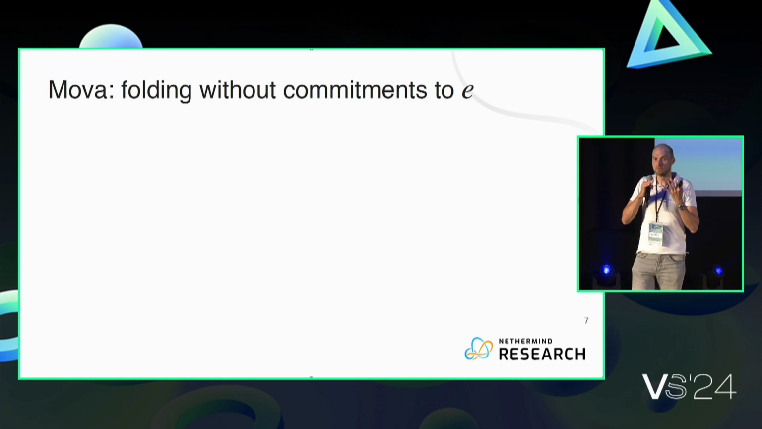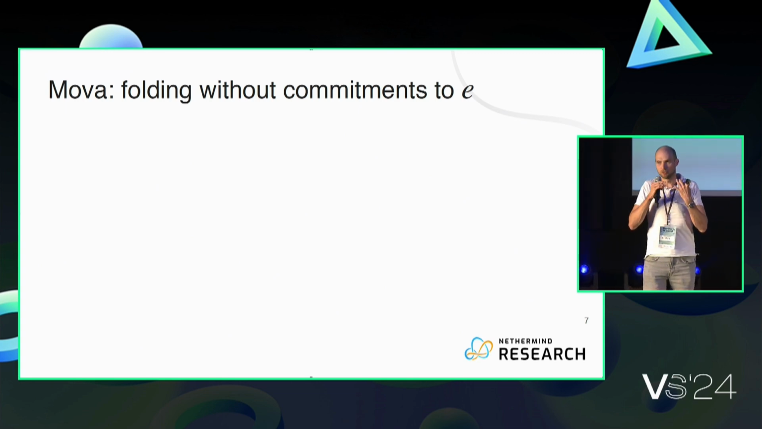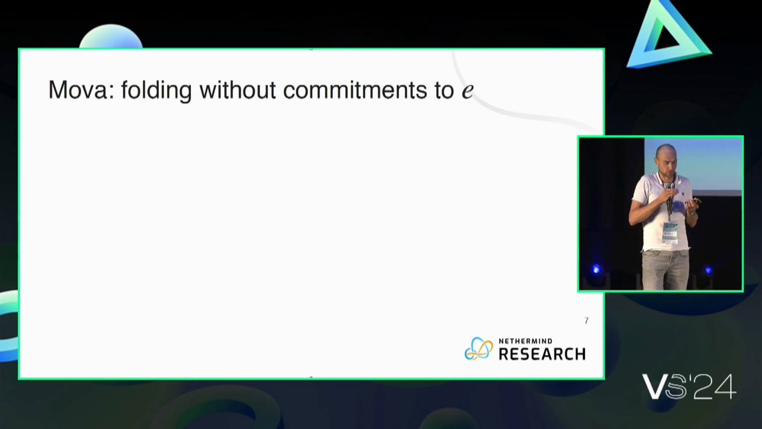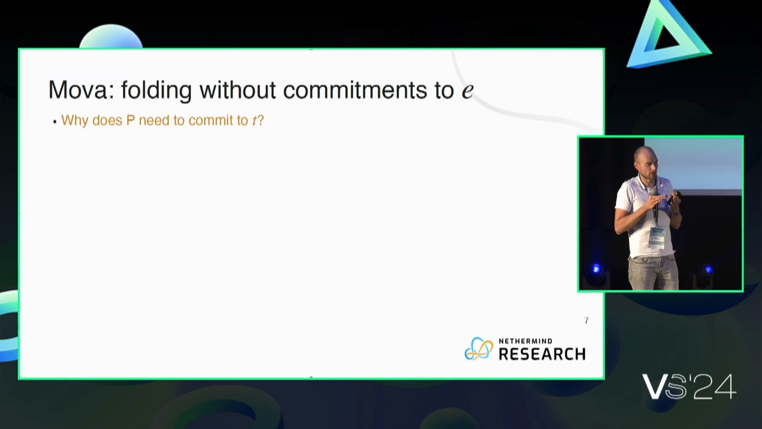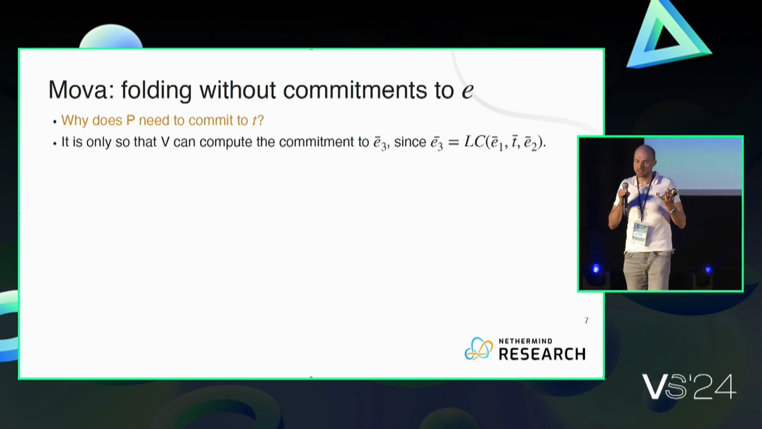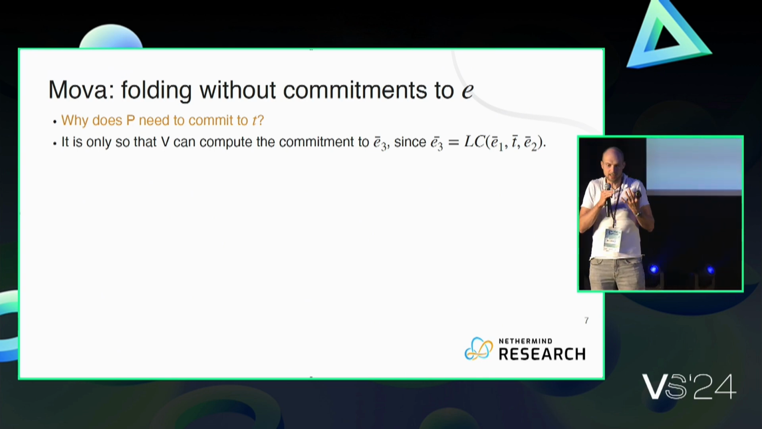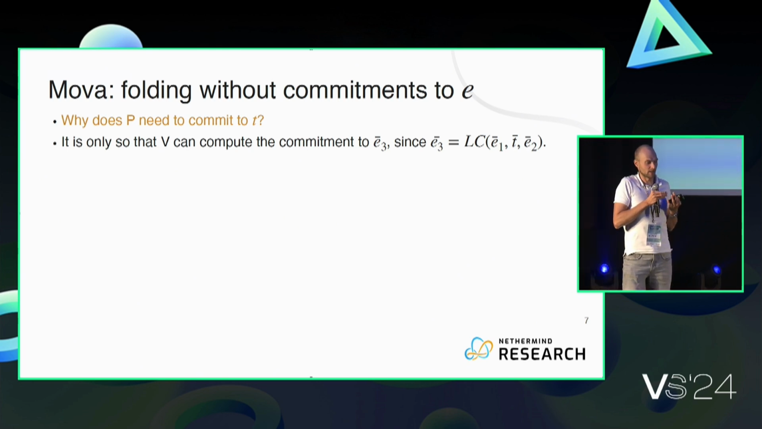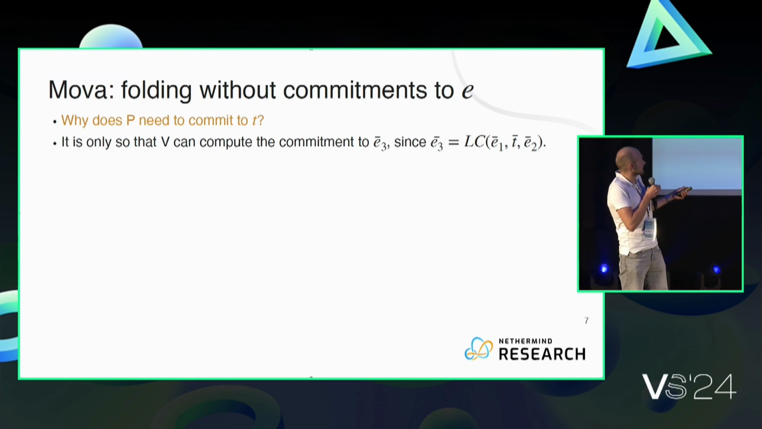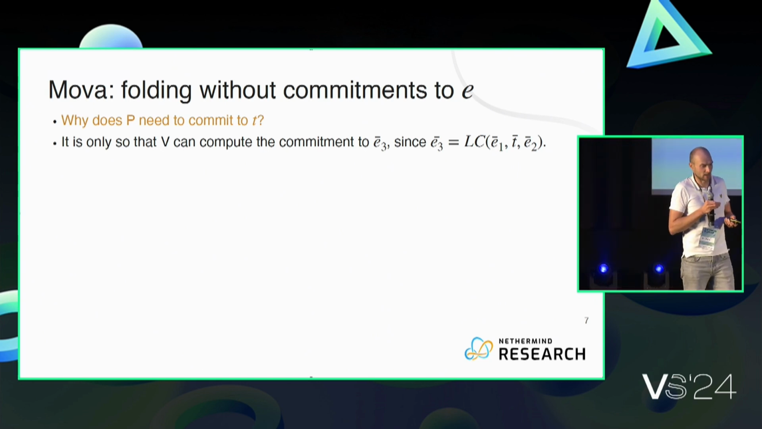Okay, so now let me talk about Mova. Mova allows to fold instances without committing to E or to T. So the first question is, why does P need to commit to T? The only reason why P needs to commit to T is that it allows the verifier to compute the commitment to E3, because, as we said before, E3 is LC, where LC stands for linear combination. So E3 is a linear combination of E1 bar, T bar, E2 bar.